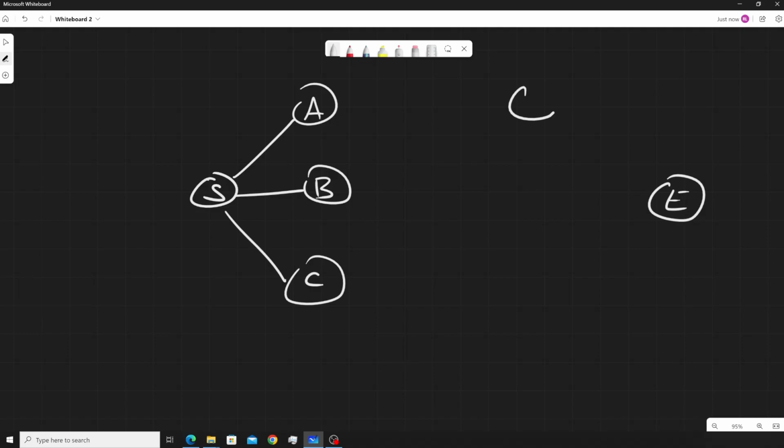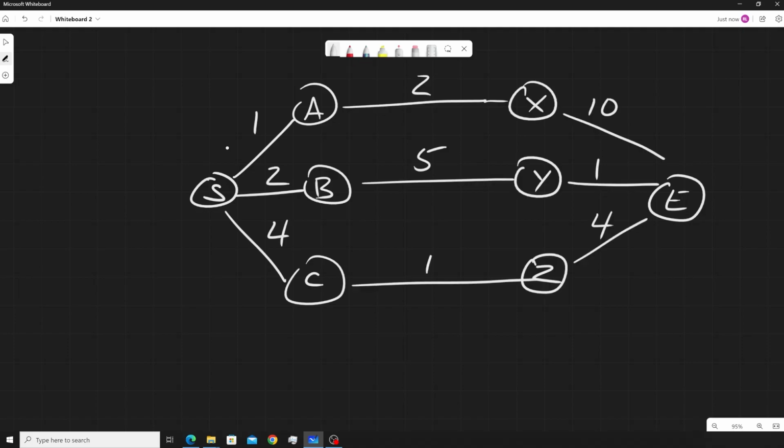And I'm going to put some weights on these. Let's do 1, 2, 4, 2, 5, 1, and 10, 1, 4. Okay, so we want to find the shortest path from S to E. If we just eyeball it, this one is 13, this one is 8, and this one is 9.